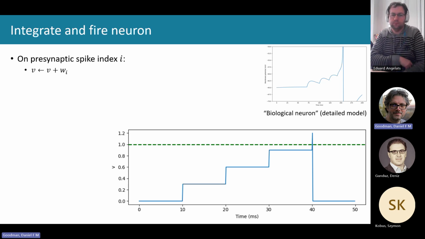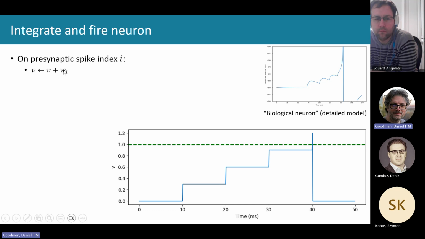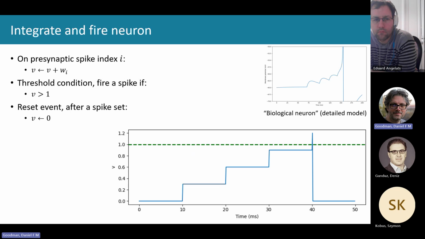Here's how we model that. We have a variable V, and when an incoming spike, let's give it an index i, arrives, we increase V by Wi, the weight attached to that incoming spike. And then we have a threshold condition, which is that we fire a spike whenever V goes greater than 1, and a reset event after the spike: set V equal to 0.